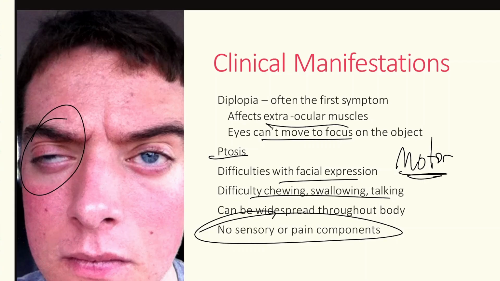So with these nerve problems, whenever we mention what type, sensory or motor, they're going to affect, make sure you note that, because certain ones will only affect motor, some are sensory, some are both, some are only sensory.